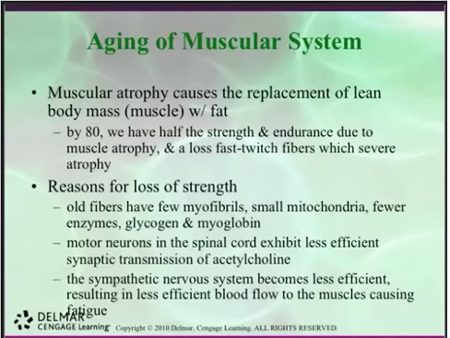By age 80, we have half the strength and endurance due to muscle atrophy and a loss of fast twitch fibers with severe atrophy. The reasons for the loss of strength are that old fibers have fewer myofibrils, smaller mitochondria, fewer enzymes, less glycogen and myoglobin, so their function is diminished. Motor neurons in the spinal cord exhibit a less efficient synaptic transmission of acetylcholine, and the sympathetic nervous system becomes less efficient, resulting in less efficient blood flow to the muscles, and this can cause early onset fatigue.